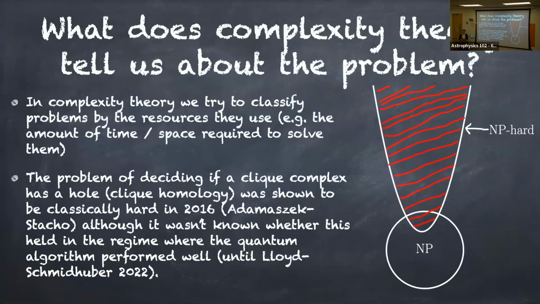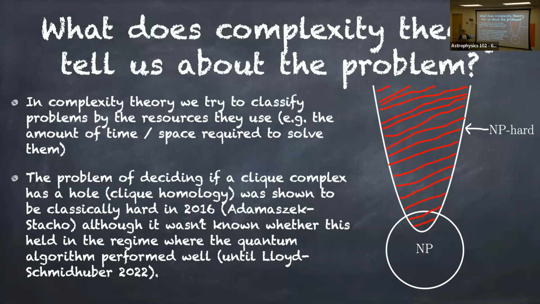So I said I'm a complexity theorist. So what does complexity theory tell us about this problem? In complexity theory, the idea is that we try to classify problems by the resources they use in order to solve them, for example, the amount of time or space required to solve a particular problem. One way to understand whether the LGC algorithm can be dequantized, whether there's hope of quantum advantage in TDA, is trying to understand the complexity of the different problems involved.